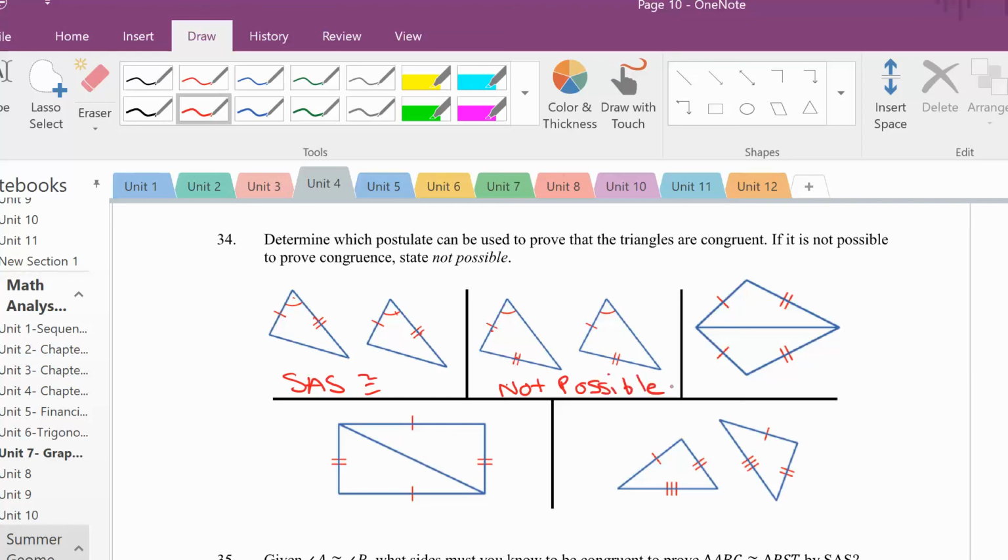and side, angle, side. Here you might say, well, you only have two sides. That's true, but notice they share this side here. So therefore, it becomes side, side, side congruence. Because you can assume from that picture that that side's congruent to itself. Same with this one. This would also be side, side, side congruence. And then this one as well, notice it is side, side, side congruence.